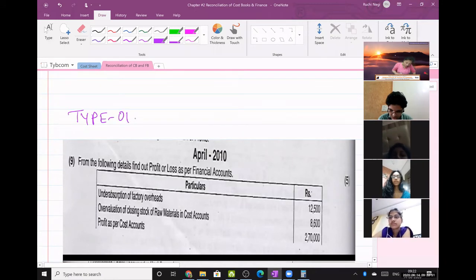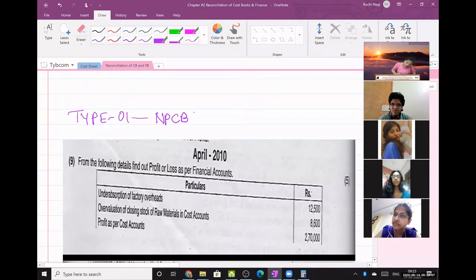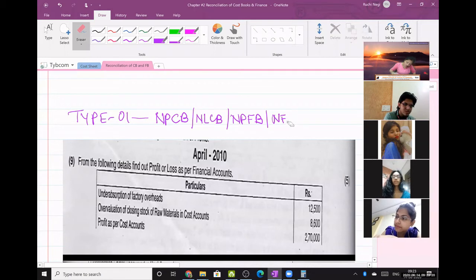Type 1. Just write it like this. Net profit as per cost books or net loss as per cost books or net profit as per finance books or net loss as per finance books is given. So this is the first variety.